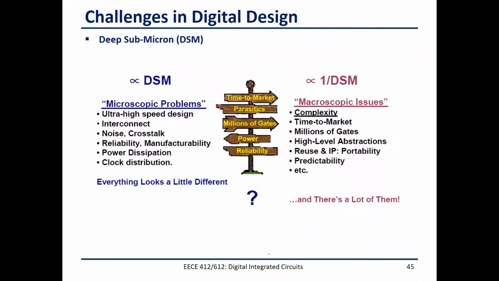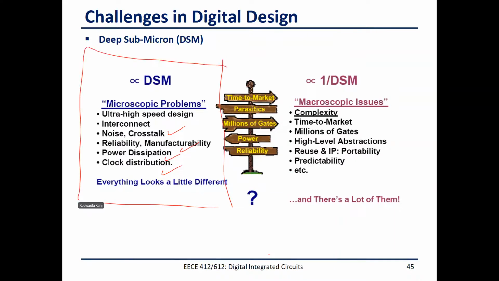Great. So we have many concerns and many challenges: noise, crosstalk, reliability, power, and how to distribute the clock efficiently in my system. Okay. And as we scale the system to deep submicron, of course we are now in nanometers, these problems are going to grow.